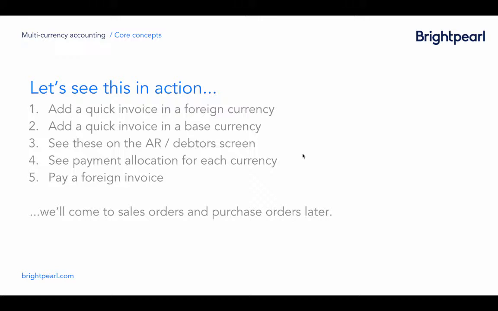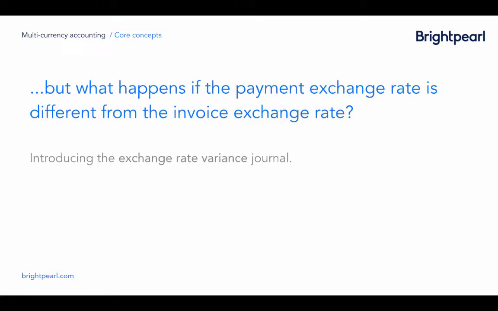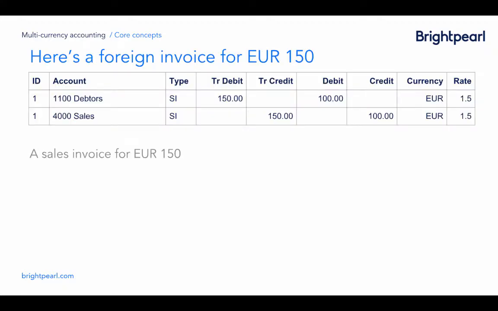So let's just roll on my slides. So far, we've been creating invoices and paying invoices with the same exchange rate. So that's pretty straightforward. However, exchange rates in the real world change all the time. So I'm going to introduce the exchange rate variance journal. Let's take a simple foreign invoice for 150 euros. The base component of this is 100.